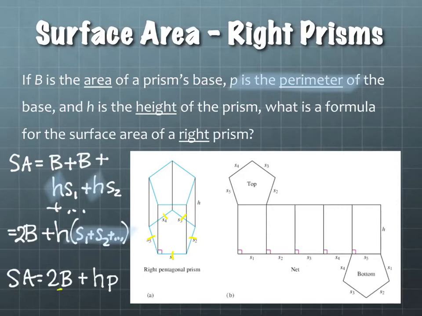Okay, so just as a reminder, this B stands for the area of the base, and the P stands for the perimeter of the base. And of course, H is the height of my pyramid. Okay, so far so good.